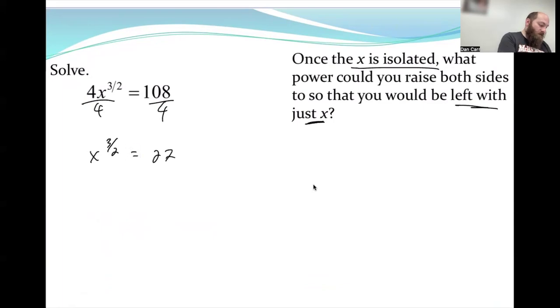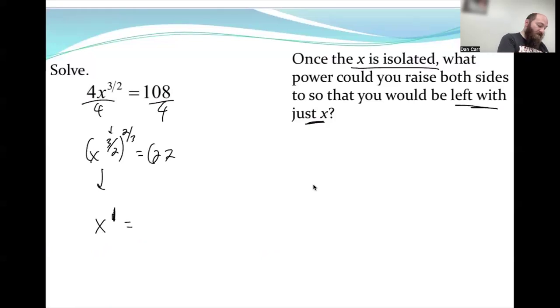Okay, so a little more space there. The idea is that I want to turn x to the 3/2 into just x. Well, that's x to the first power, so I should be able to modify 3 over 2 by something. What I'm going to do is raise it to the reciprocal of my exponent. 3/2 raised to the 2/3 power means multiplying 3/2 times 2/3. That's going to give me x to the first power.